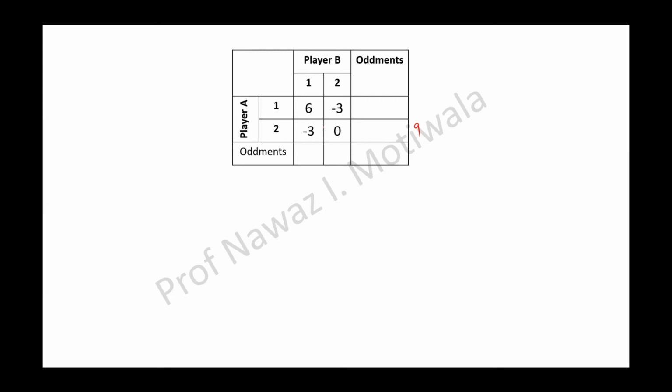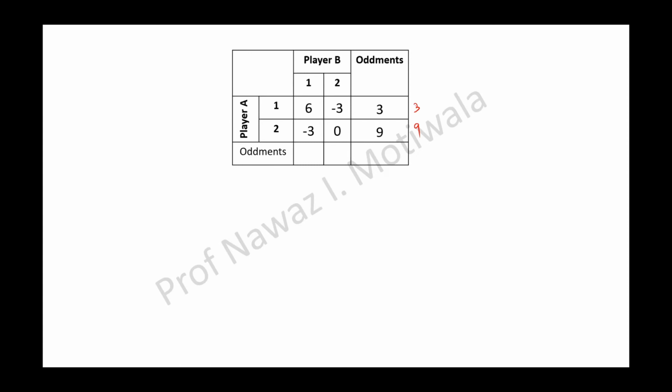And similarly for here, what should be the answer? 0 minus of minus 3. So it will be plus 3. And one more hint I have already given to you: oddments are chances of occurrence. It cannot be negative. So if your calculation gives a negative, then understand that you are doing something wrong. Oddments are chances of occurrence. It cannot be negative. Okay, that is also a hint to check whether your calculations are correct or not.